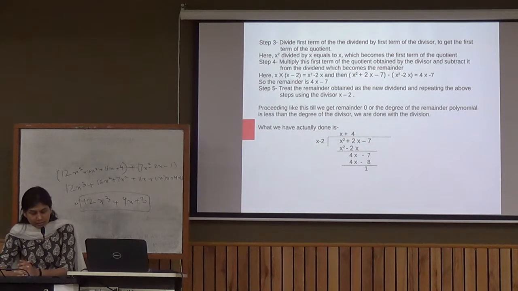Now, step 4 is that we multiply this first term of the quotient obtained by the divisor, that is x minus 2 here, and subtract it from the dividend, which becomes the remainder henceforth.